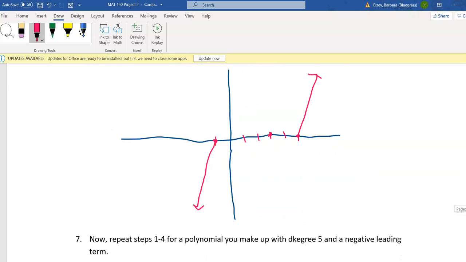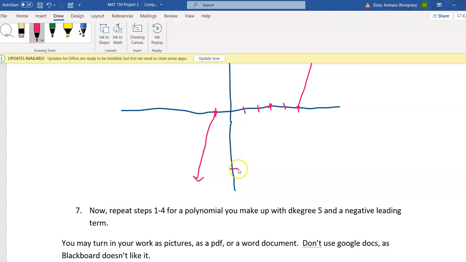All right, now let's go ahead and put our y-intercept on here. Our y-intercept is negative 75. So I'll just say this is negative 75 down here. And there's my point.